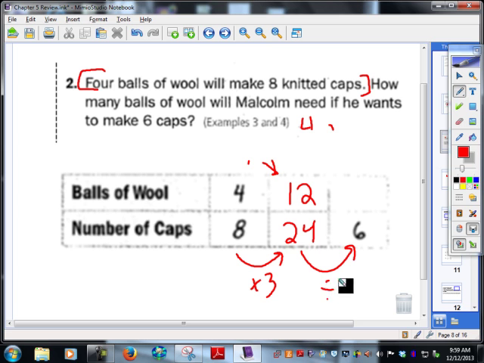I could divide by 4. So what do I need to do to my number of balls of wool? Divide by 4, and I get 3. We got 3 regardless of how we do it. But it's all about what did you do to the top, same to the bottom. It's just ratios. All these are ratios. 4 to 8, 12 to 24, 3 to 6 with equal signs in between them. That's all it is. It's just in table form. Okay? Let's go on to this next one now.